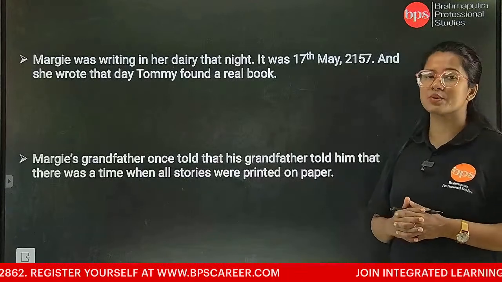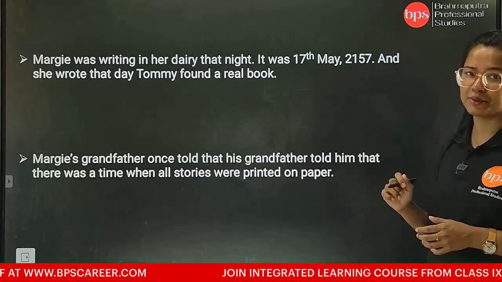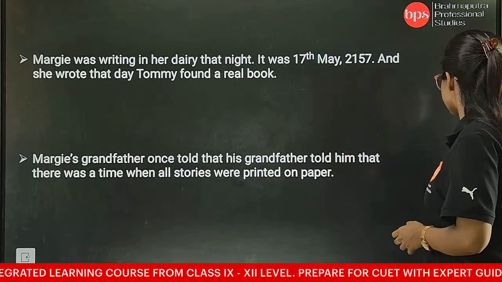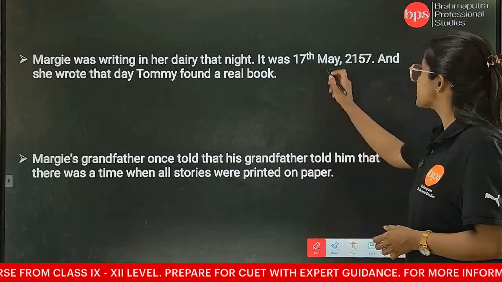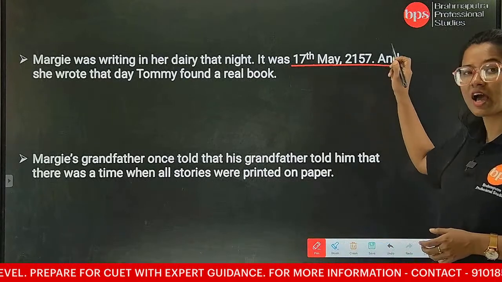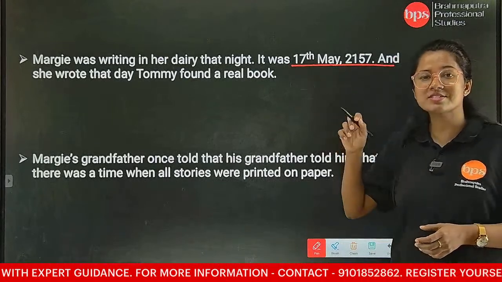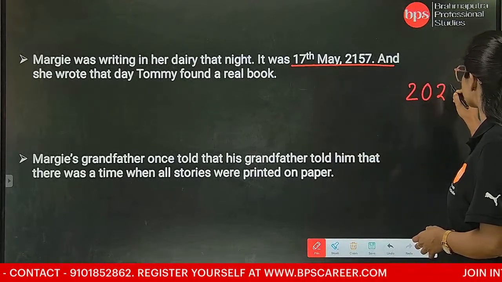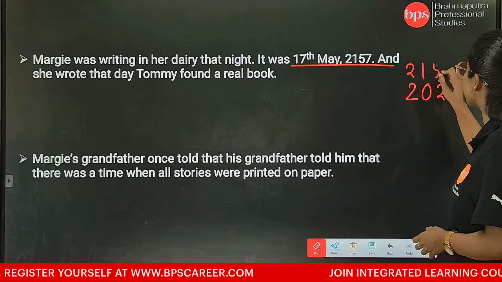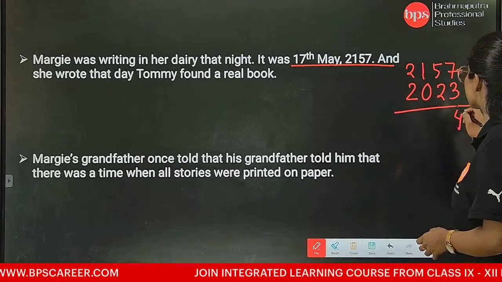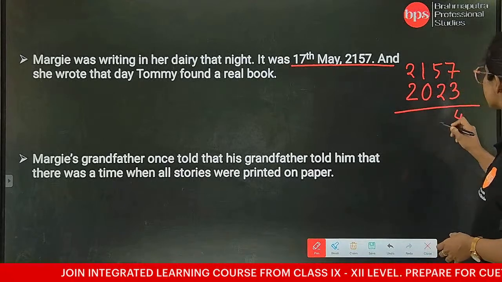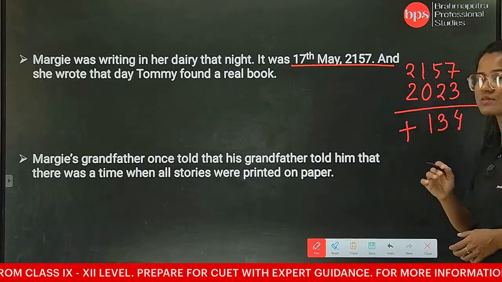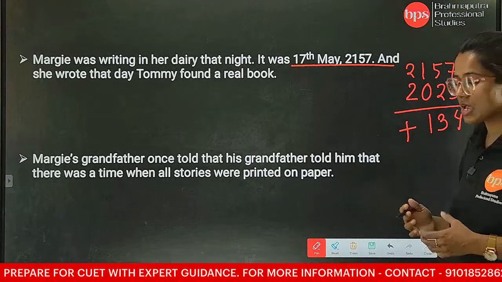So the lesson starts with Margie writing in her diary. That night it was 17th May and the year is exactly 2157. So it is something which we will subtract here from 2157. So here it is 4, 15, 2, it will be 13. So after 134 years, approximately, what will happen?